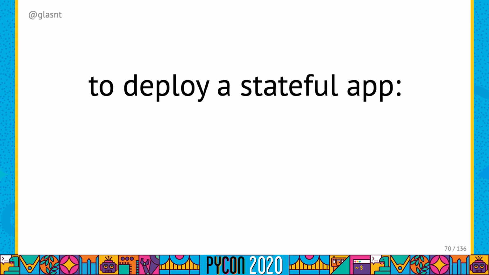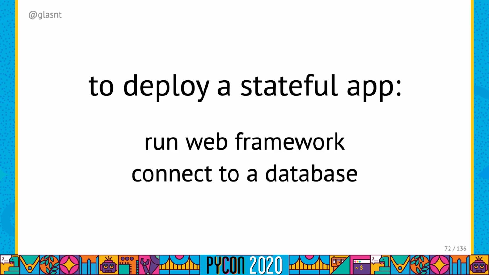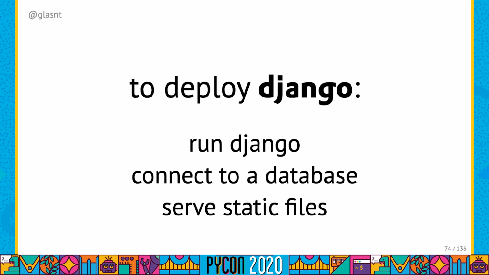To deploy any stateful application, you're going to need three things. You're going to need somewhere to run your web framework, and then you're going to need to think about your state. You need to connect to your database, and you probably need to serve static files. This is the same trifecta for Django. To deploy a Django application, you're going to need to run a web framework, connect to a database, and serve static files.